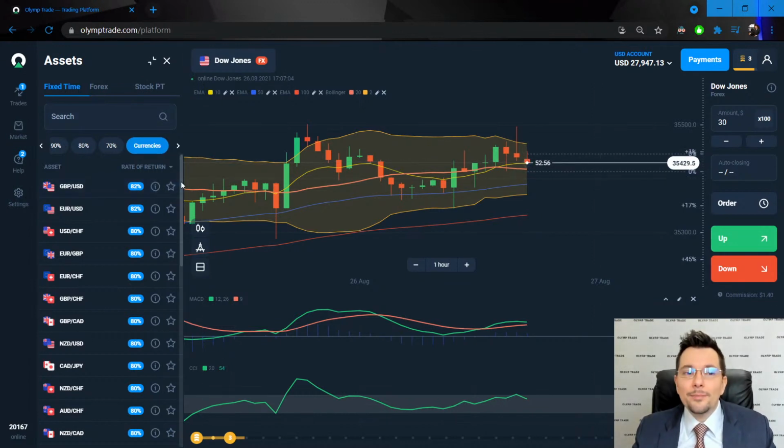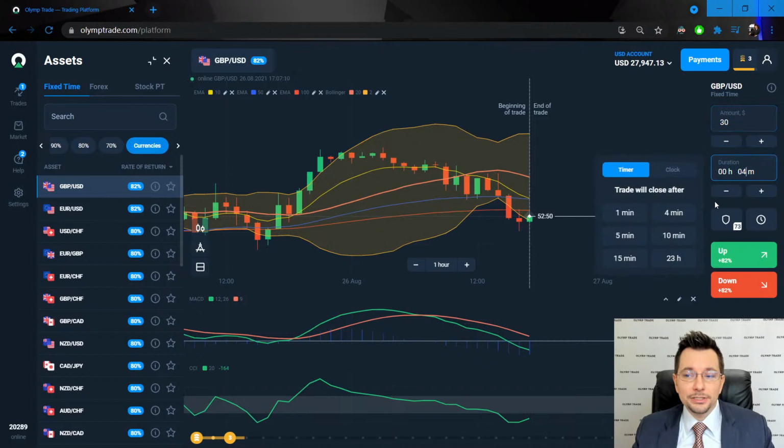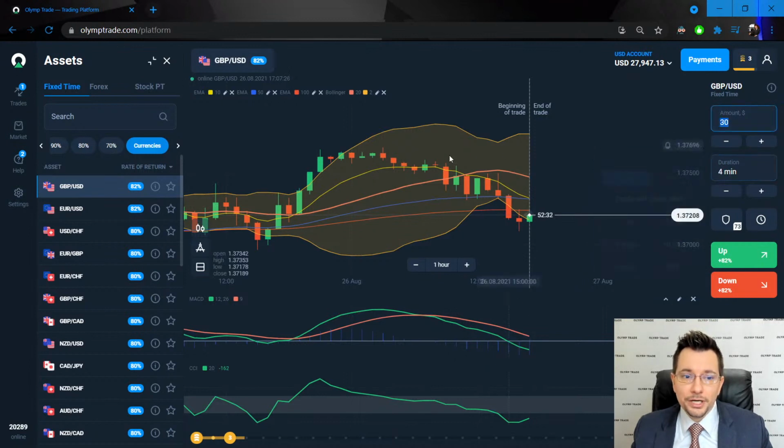Now, the parameters of the fixed time trading platform are that you pick a trade amount, you pick a duration, and then you pick a direction. Those are the parameters for the trade. When the time finishes, your trade closes, and if your prediction was correct, you are given the amount of money that you placed on the trade multiplied by the rate of return. Right here, the rate of return.